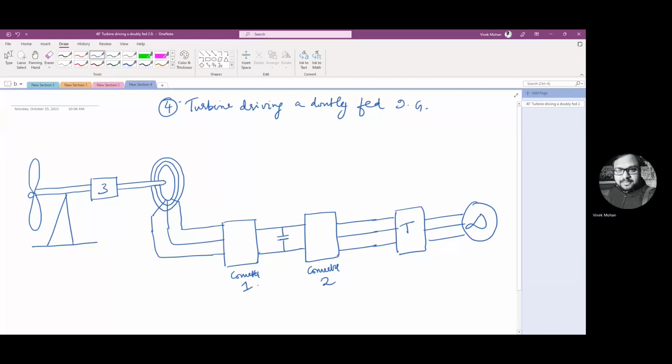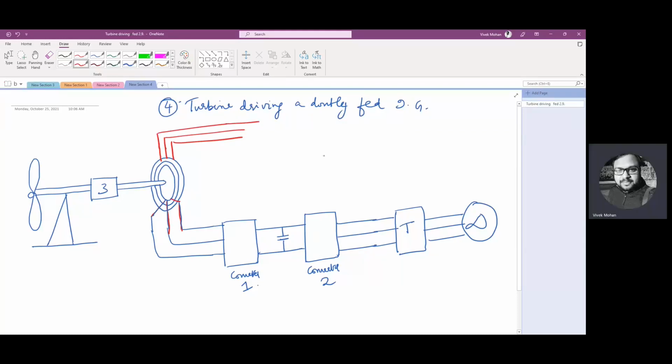Now you know that this connection is from the rotor, the rotor of the machine. Here I have another connection from the stator, which is going to the output terminals of the converter here.